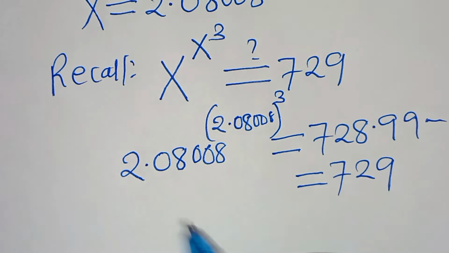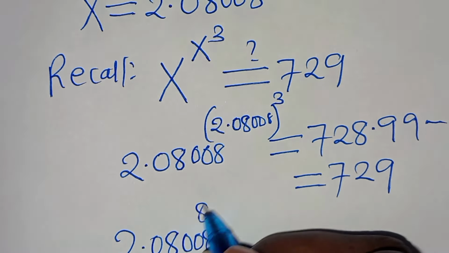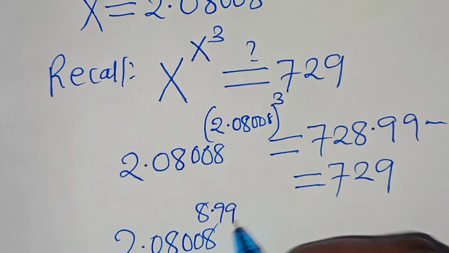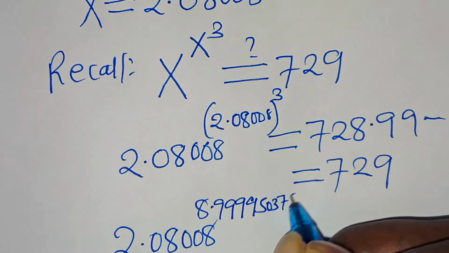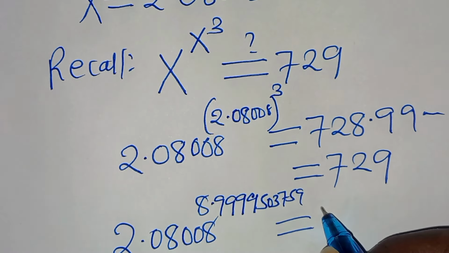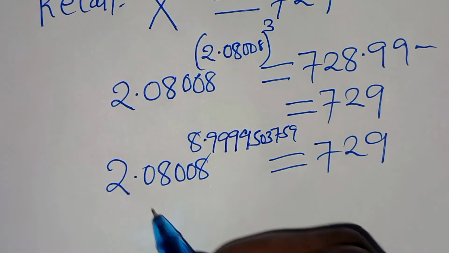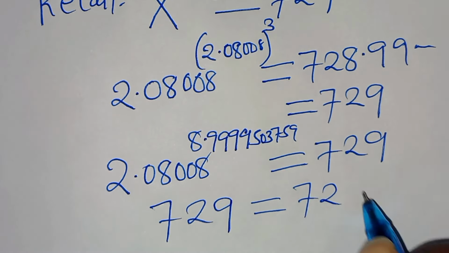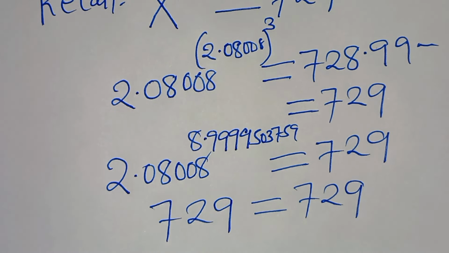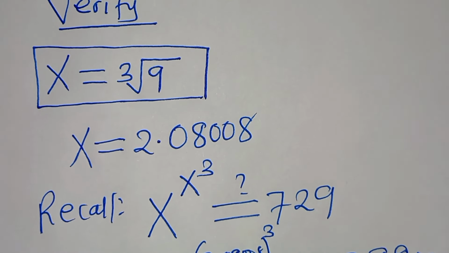So 2.08008 raised to the power of 3 is the same thing as 2.08008 raised to the power of 8.99995, which is giving us a value of 729. So we have the left hand side is 729, which is equal to the right hand side, which is 729. And this affirms that the value of x here, which is 2.08008, satisfies the equation.